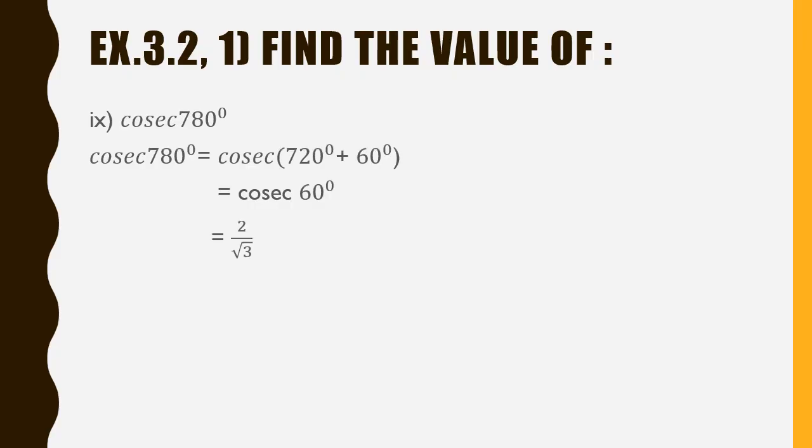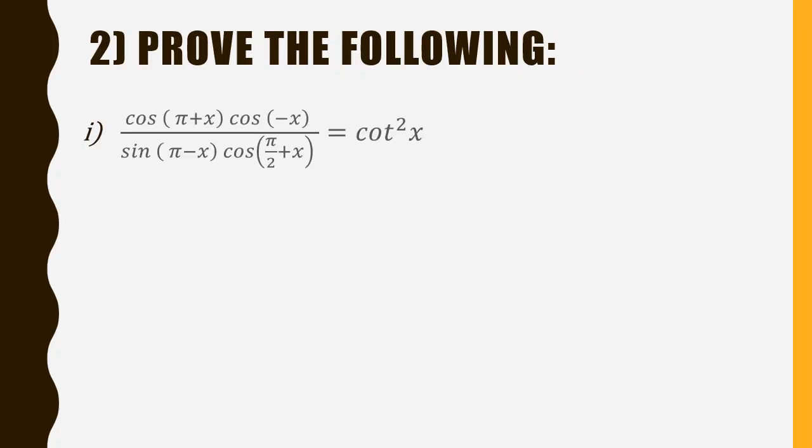Cosec 780 can be written as 720 plus 60. That lands up in the first quadrant. And cosec will remain cosec. Okay. So cosec 780 is equivalent to cosec 60. That's 2 by root 3.